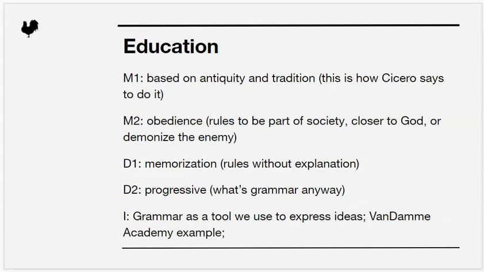The M1 approach would be to instruct grammar based on antiquity and tradition. Like we're going to put the comma here. We're going to create a sentence of this structure because this is how Cicero says to do it, or this is how Cicero does do it.